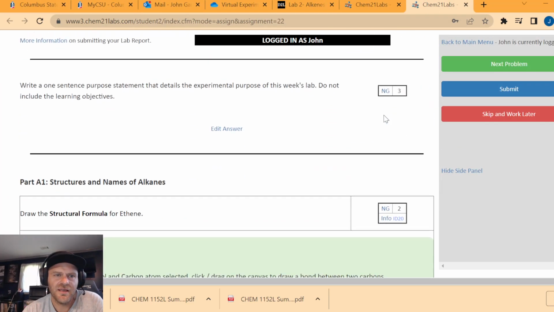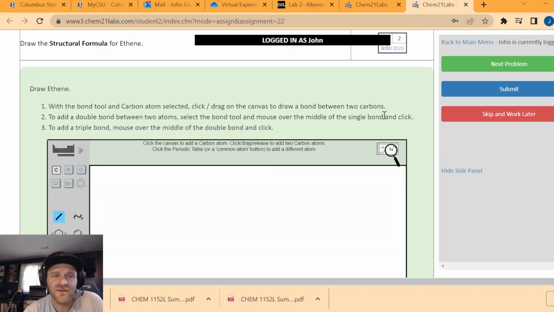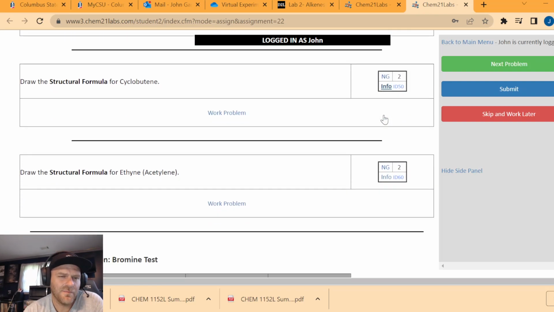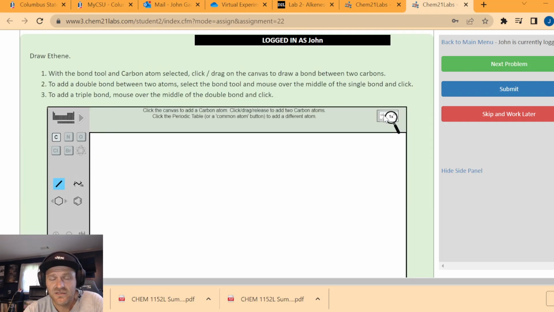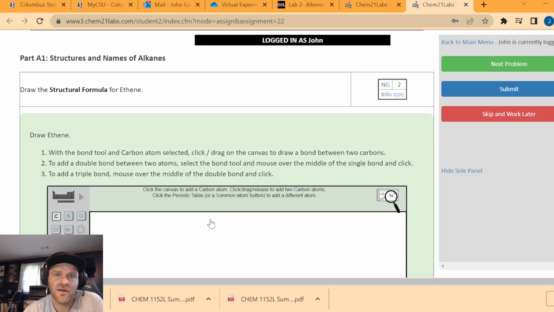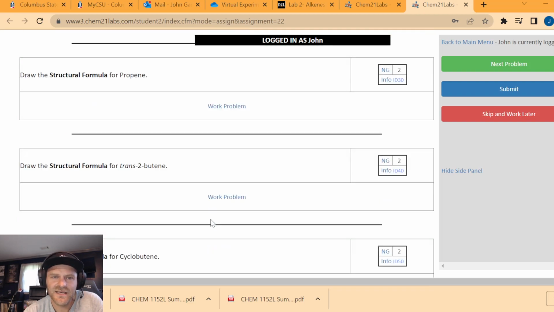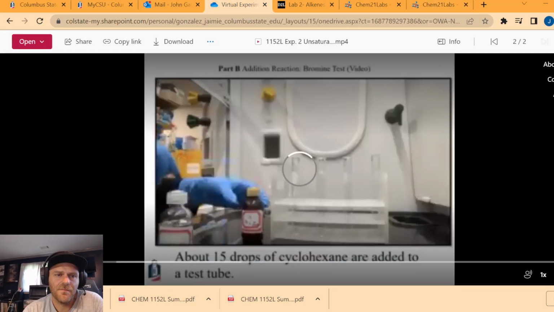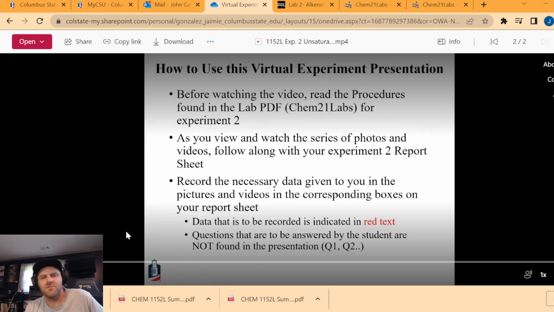Now let's go through part A. For this one, you're going to draw the structural formulas of about 5 different compounds. These are fairly simple compounds, but we want you to get the practice in using this Chem 21 molecule builder. I forget what they call them. But you just go through here, draw the structural formula, and then submit. And I think Jamie actually shows these molecules built with the little modeling kits that we have.